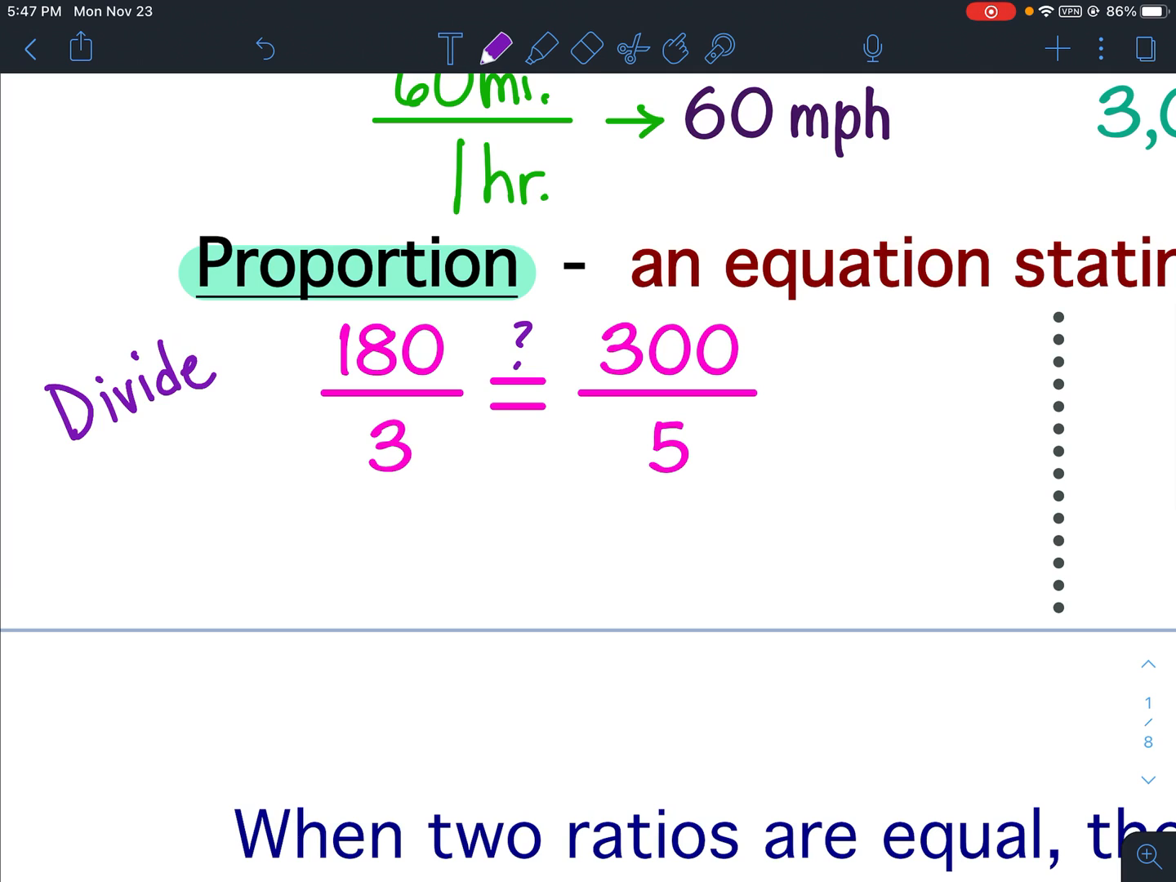Well, we already did 180 divided by 3 up above, which is 60. And 300 divided by 5, well, 30 divided by 5 is 6, so put a 0 at the end. That is also 60. Therefore, because these are equal to one another, these ratios are proportional. So again, one way of doing this is to simply divide.